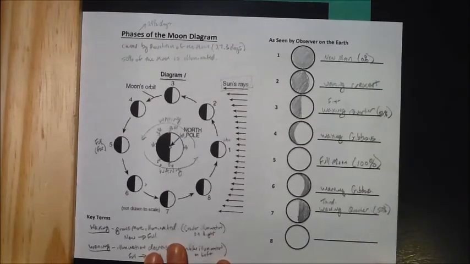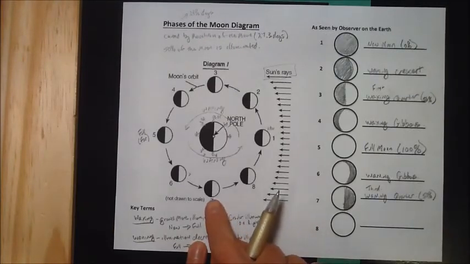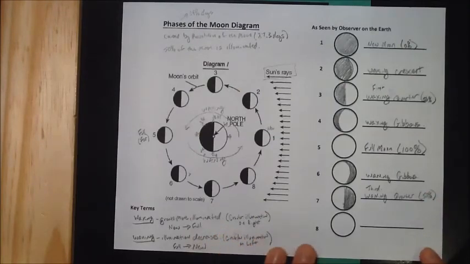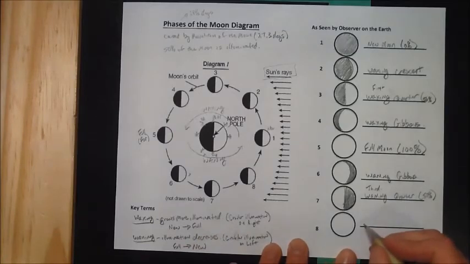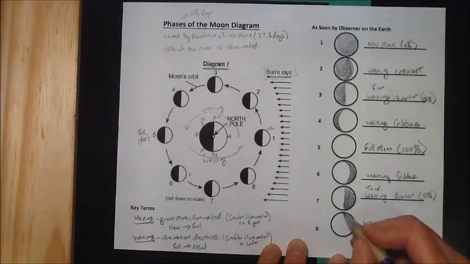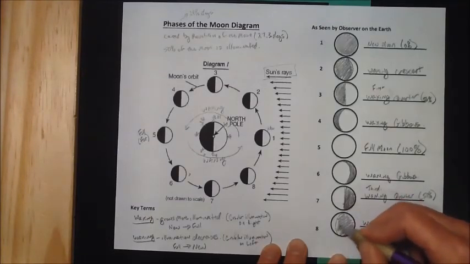All right, the last phase that we're seeing here is phase number 8. Okay, the day after the third quarter, the moon is going to continue to get smaller. It's going to appear less illuminated. So the last step here would be a waning crescent. Now, the waning crescent is less than 50 but greater than 0. Almost all of the moon has diminished. There's less and less illumination as seen from Earth.